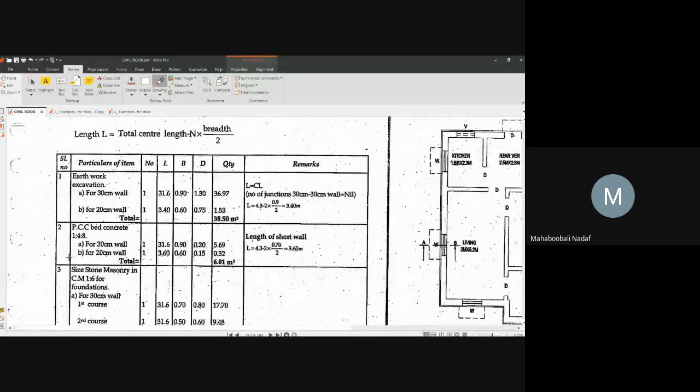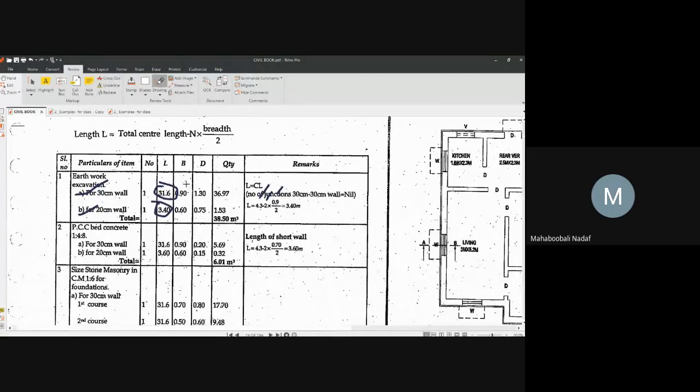Now write it. You should always write it like this for any item. 30 centimeter, 20 centimeter, you should write separately. Then only it will be good. So center to center, 31.6. And how is this 3.4 there? We have the formula, no? Center line length minus n into b by 2.